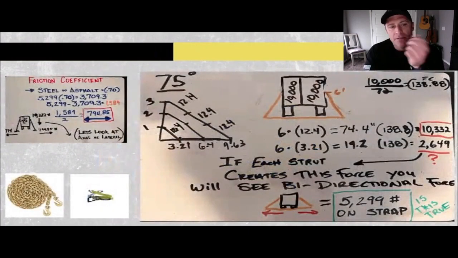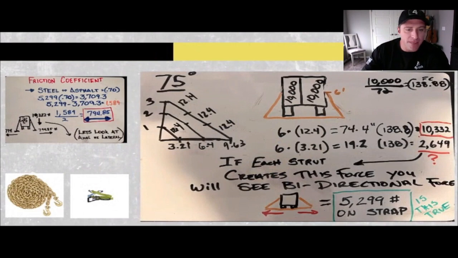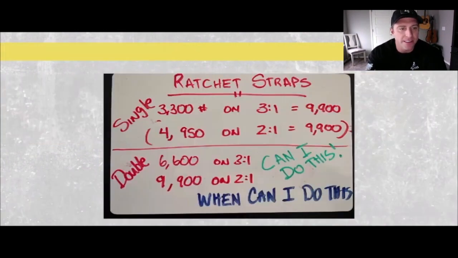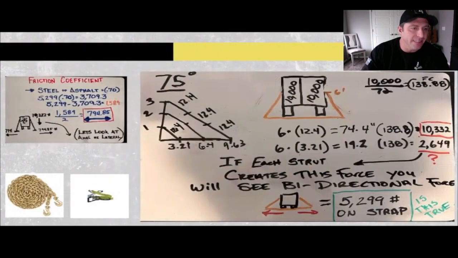So when we look at a 75 degree angle, we're still stuck on how we strap it. Now we've made a decision that we have to strap this thing. Can I use ratchet straps for the force that I'm looking at? I'm looking at 1,500 pounds. Well, absolutely. For a steel ratchet strap, I have 3,300 pounds and a 3-to-1 safety factor with a 9,900 pound breaking strain. Can I use one ratchet strap even? Absolutely. I could even get away with one ratchet strap with this type of friction.